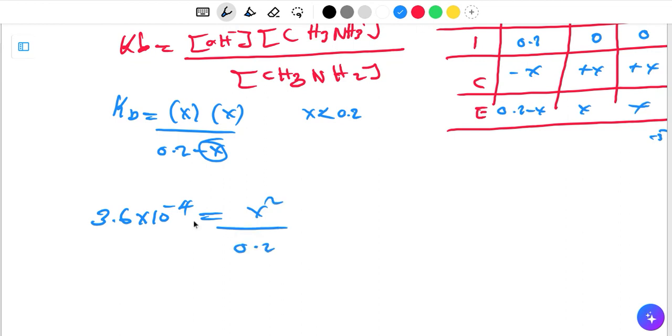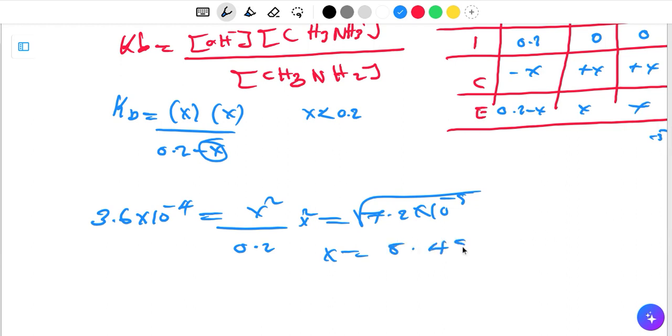So we are multiplying now with 0.2. So here now I'm going to get 7.2 multiplied by 10 to the power negative 5. Then finding the square root, x is going to be equal to 8.48 multiplied by 10 to the power negative 3. So this is the value of x.